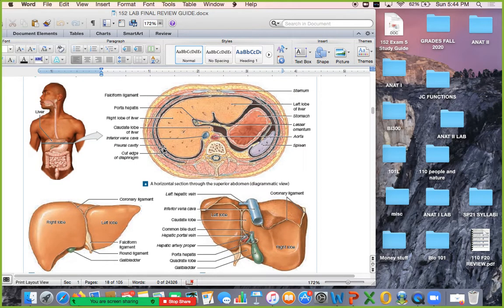So here's the right lobe of the liver and the left lobe of the liver. Again, they are separated by the falciform ligament here and the coronary ligament at the top. So falciform ligament runs into the round ligament more on the inferior side. On the superior side, we have the coronary ligament.